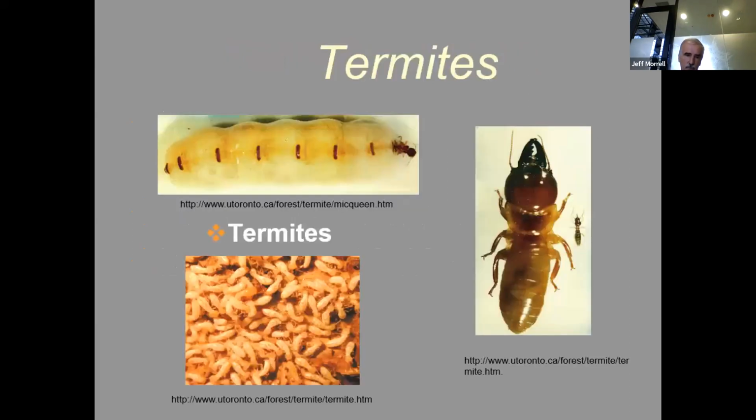So these are examples of termites. Upper left is a queen, and on the right-hand side is a soldier. You can see the big mandibles that don't do very much. And then you can see this mass of termites on the left-hand side. Termites are always feeding. The colonies can be very, very large.